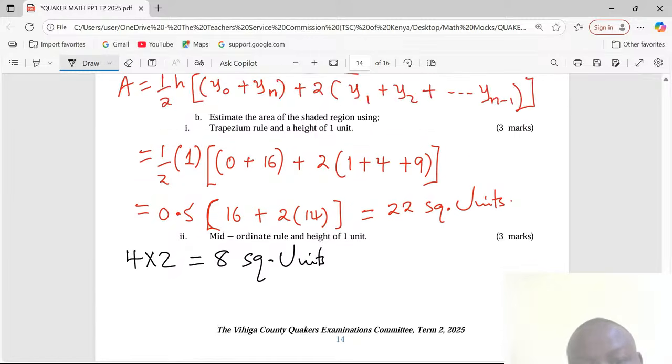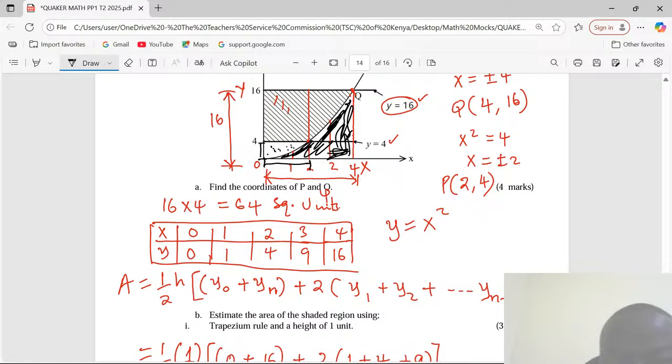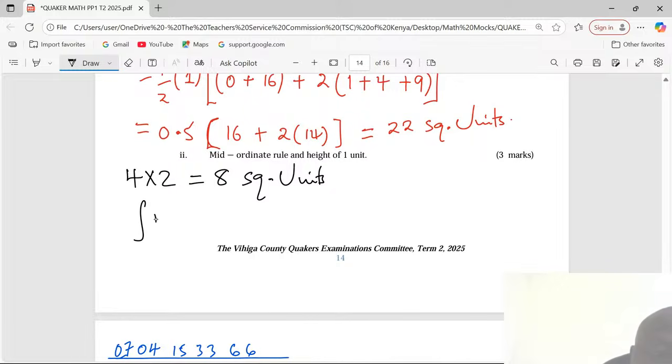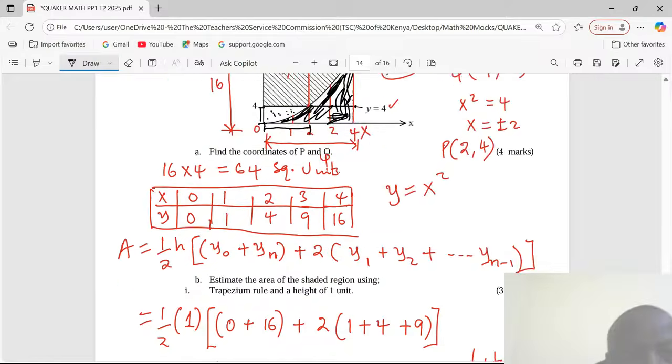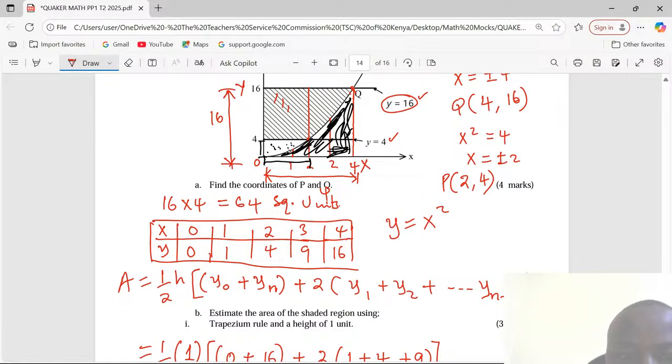Then after this, I will use integration now. I integrate the curve from 0 to 2 so that I may subtract. I integrate x squared from 0 to 2. So this shall be x power 3 over 3 from 0 to 2. So this shall be 2 power 3 over 3, 8 over 3. So this is 2 and 2 thirds. So 2 and 2 thirds is the area at this point.